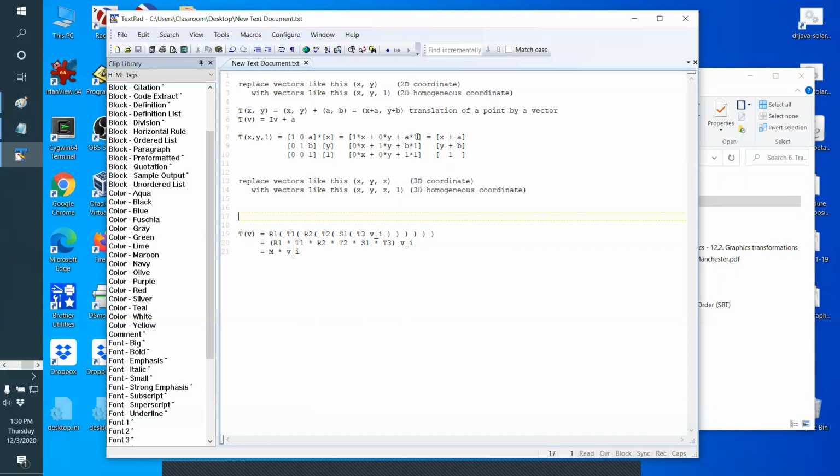So the clipping algorithm also ends up being done in 4-dimensional space. Okay, all right.